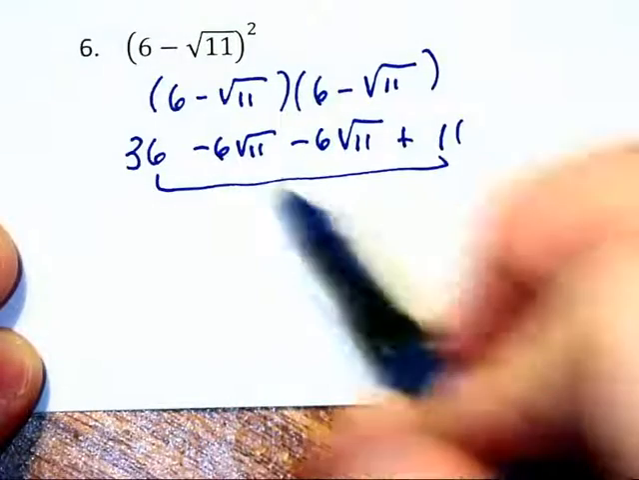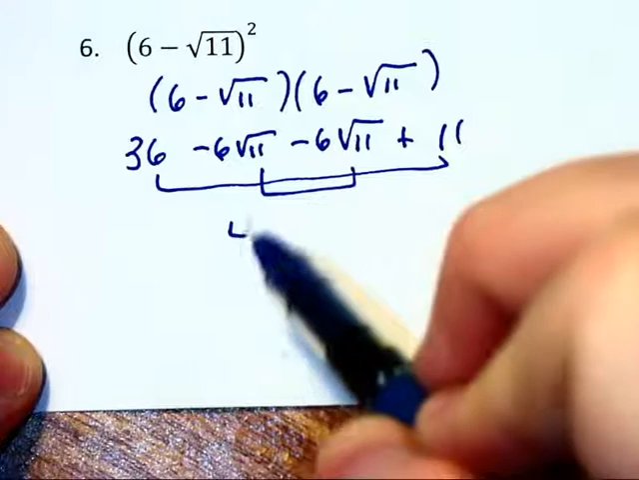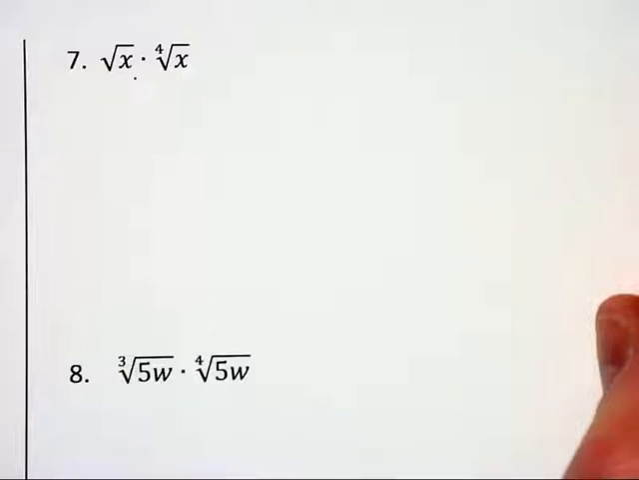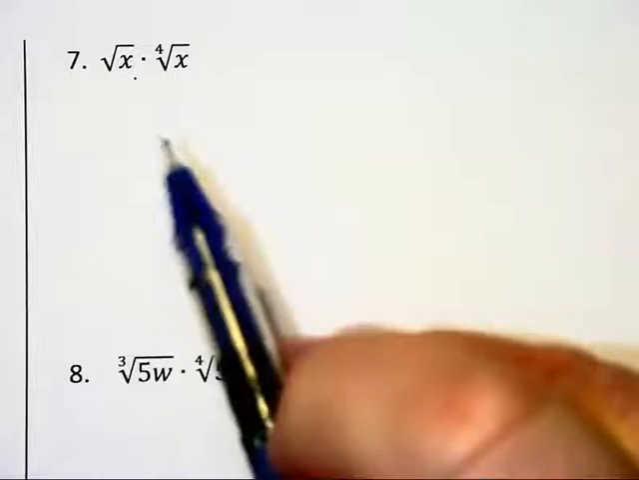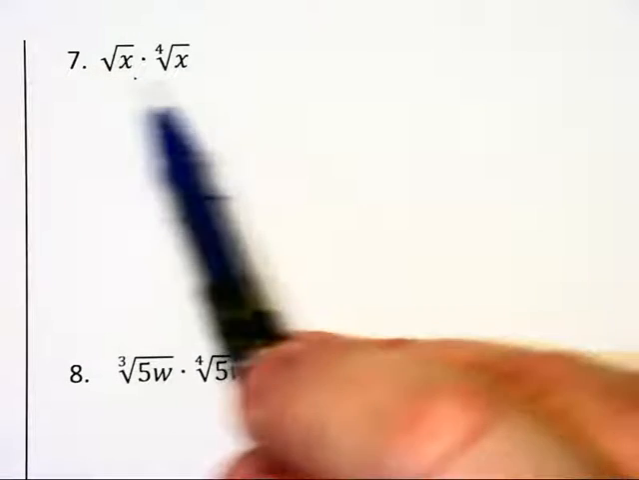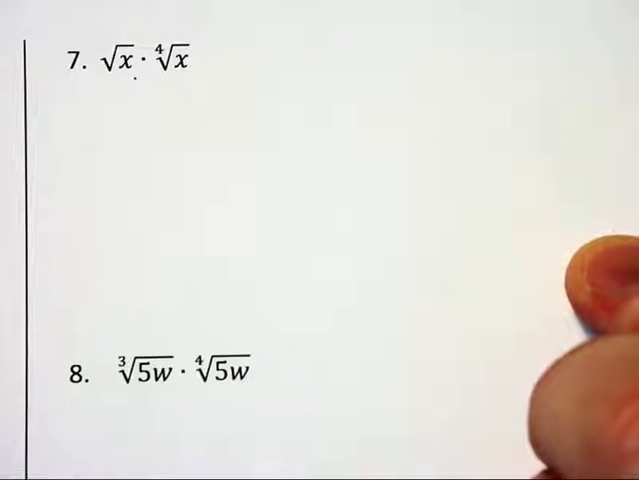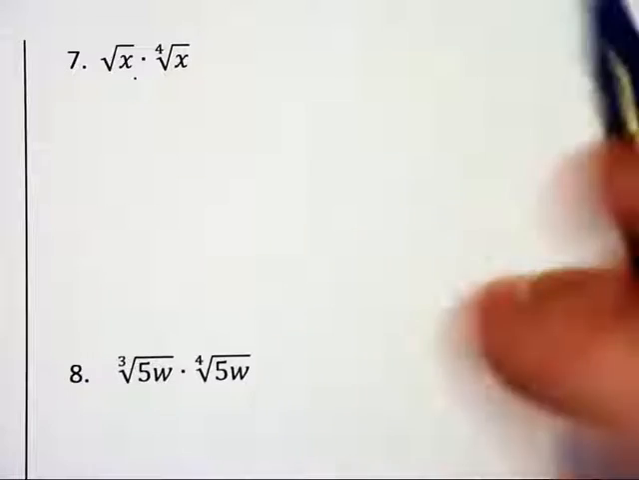Combining the outer and the inner terms together, we have 47 minus 12 root 11. This is where things start to get kind of fun. We have a square root times a fourth root, and those cannot be multiplied together as it's currently given to us. But we have the power of fractional or rational exponents to work with here.